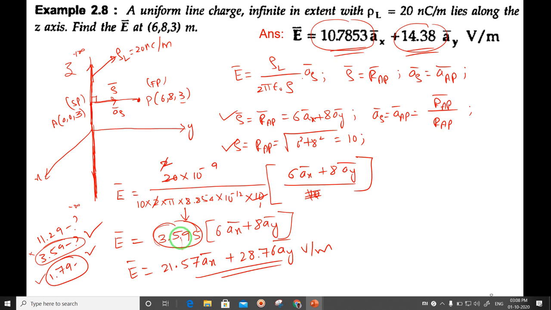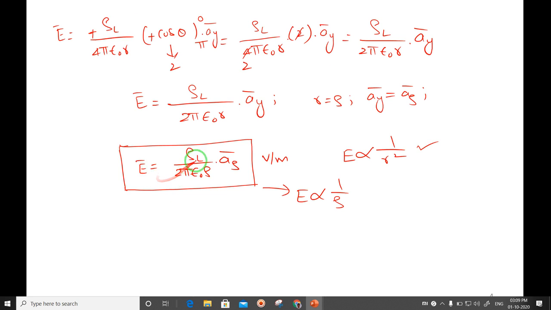In the morning also I got 3.595 only, but people told some 1.79. Sir, somebody is telling that if it is 4 pi epsilon naught, then we will get 1.79. It is not 4 pi epsilon naught, because here the electric field E due to a line charge we have derived, right? It is rho L by 2 pi epsilon naught rho into A rho. This is the formula we have to use.